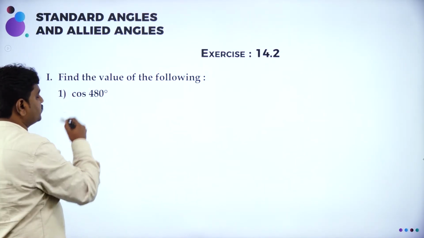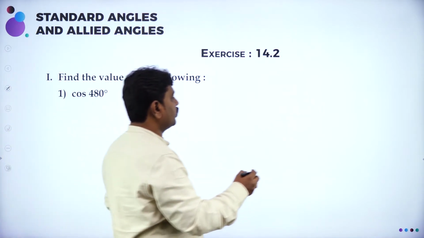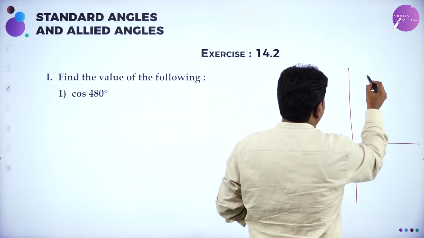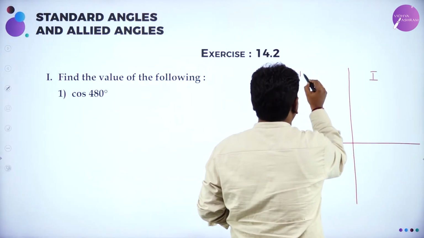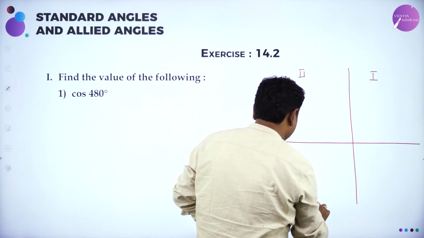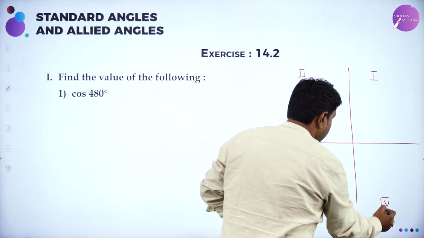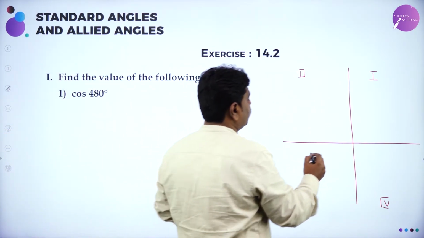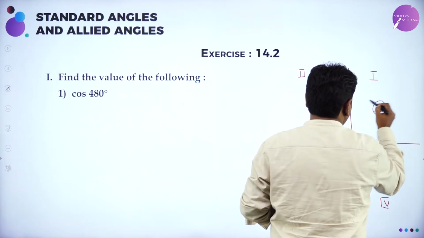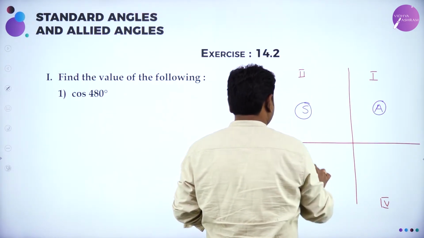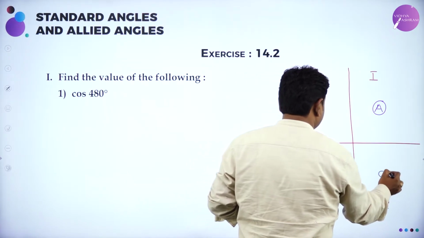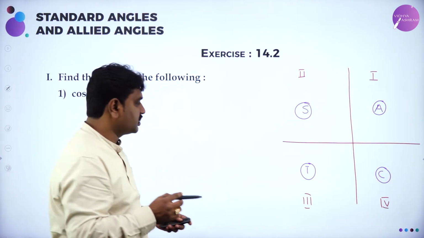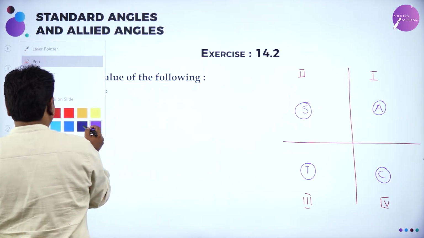Now they want you to find cos 480 degrees. Dear students, first ASTC rules. See, first quadrant, this is second quadrant, this is third quadrant, this is fourth quadrant, and alphabets. In the first quadrant we'll have A. Second quadrant S. Third T. Fourth C. ASTC. A means all, S means sine or cosecant, T means tan or cot, C means cos or secant.